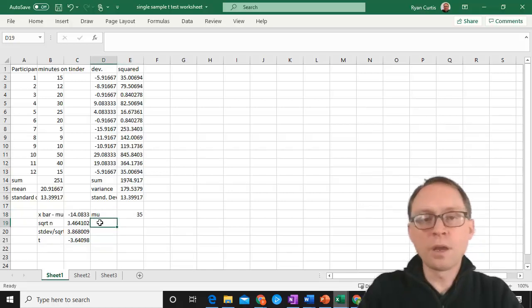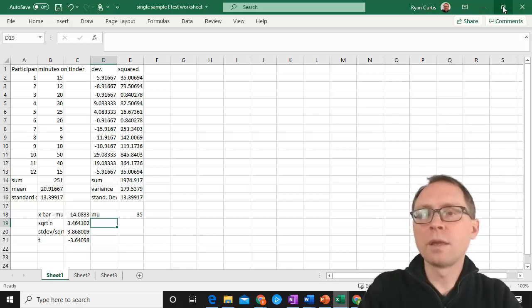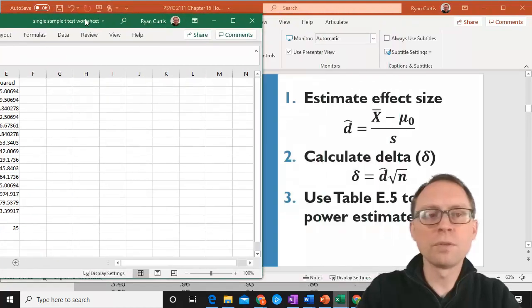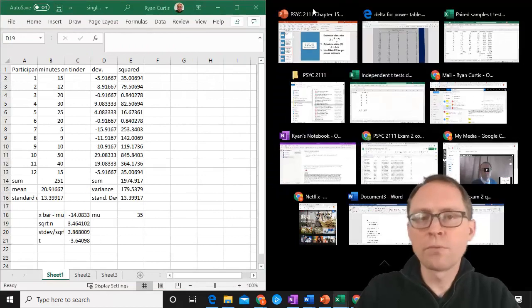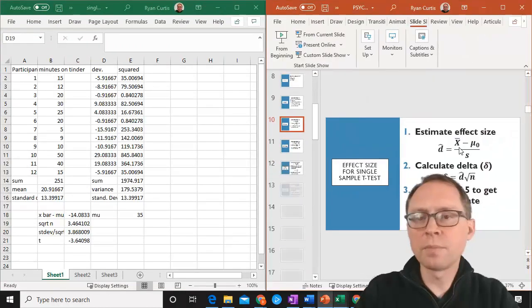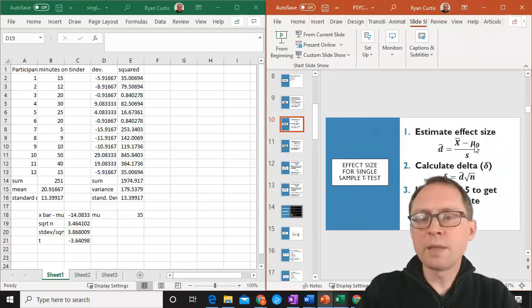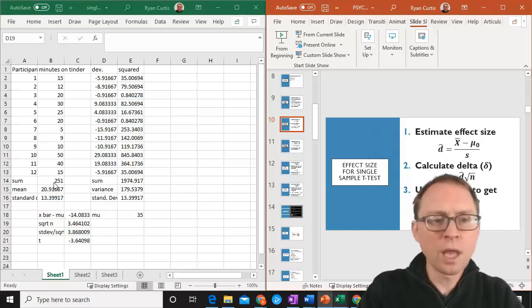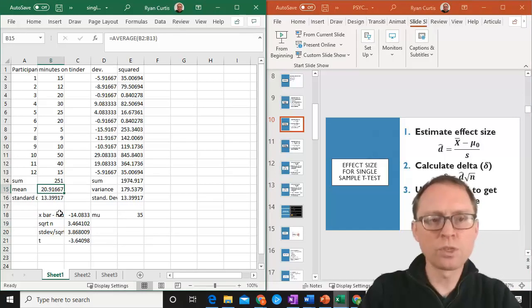So if you remember the formula that we want, I'm going to go ahead and show you the formula while we do this. The formula is going to be x bar minus the mu of the population over the standard deviation. So this is going to be the estimate of the effect size. So x bar is the mean of the sample, which in this case is 20.91667, minus the mean of the population, that's mu, which is 35.